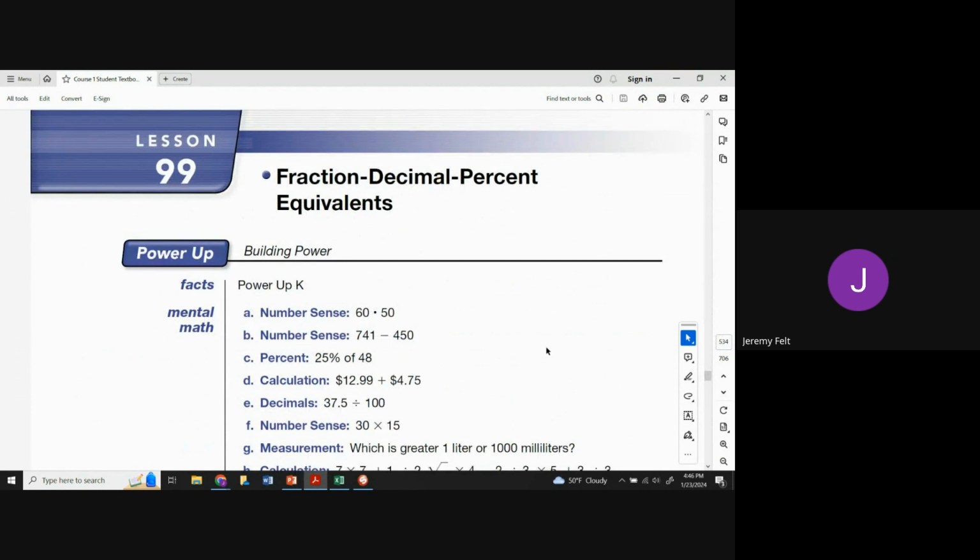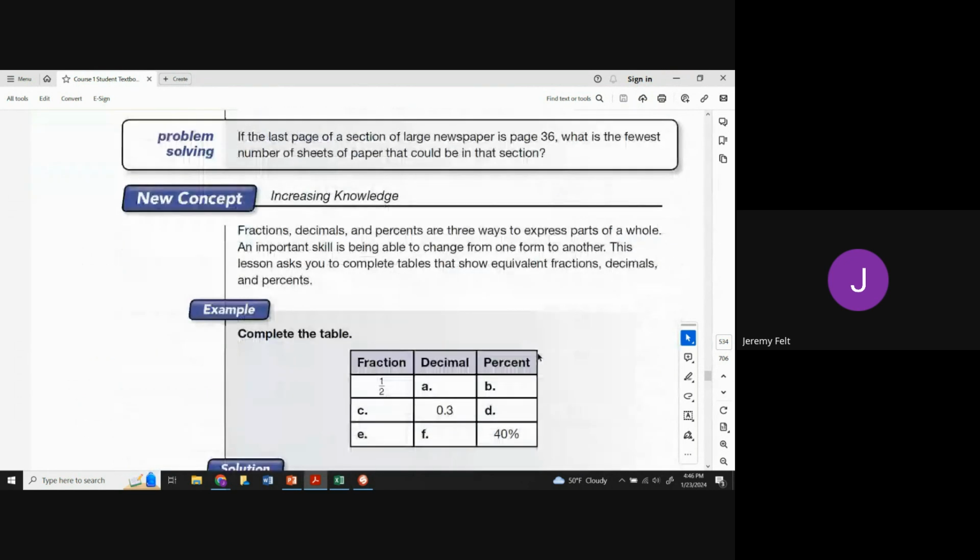And then the last lesson for this week is fraction, decimal, percent equivalence. And this is something you've done throughout the entire year, even if you don't realize it. We've been working on how to work from fractions to decimals, decimals to fractions, fractions to percents, percents to decimals. So you'll see a lot of these types of tables on future tests where you're given one and you have to find the other two.